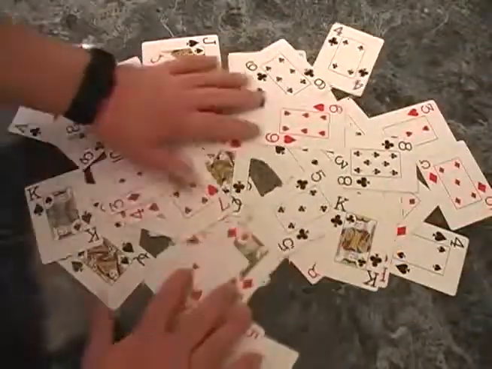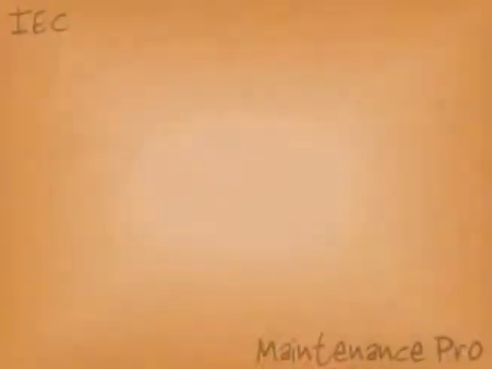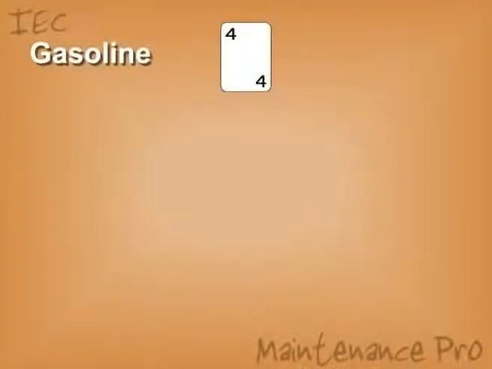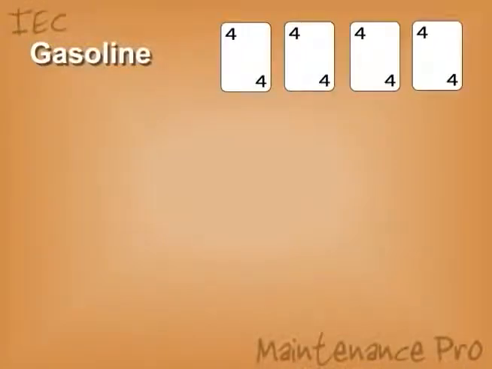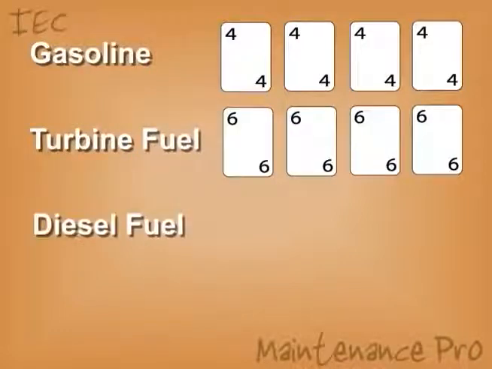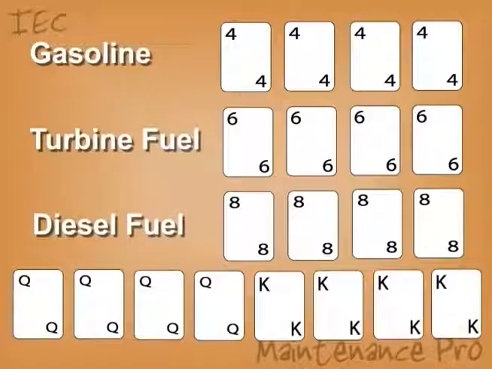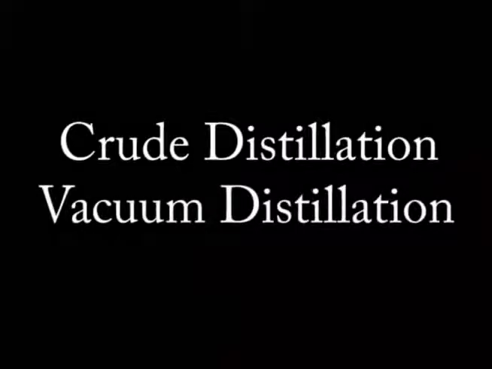Think of crude oil as a bunch of shuffled up playing cards. The gasoline is the 4s, the turbine fuel is the 6s. The diesel fuel is the 8s. And the fractions with the highest boiling ranges are the kings and queens. The separation takes place in fractionating columns. To separate all of them requires 2 stages, crude distillation and vacuum distillation.